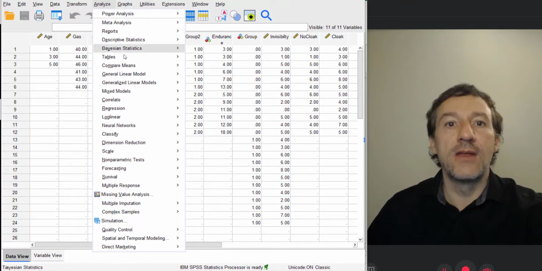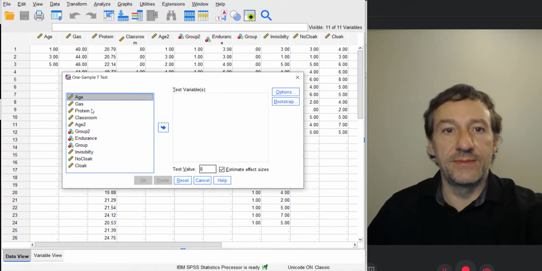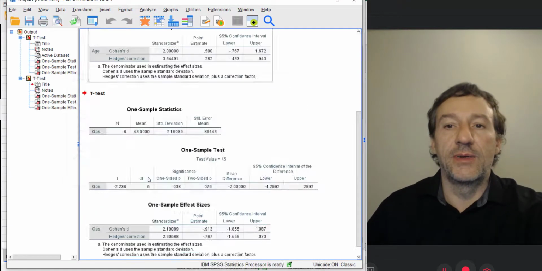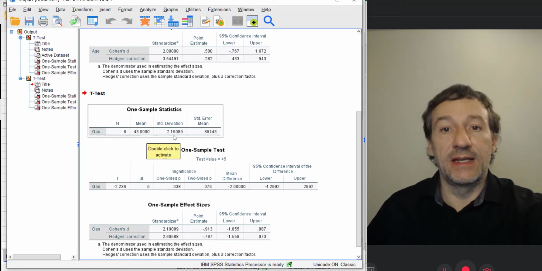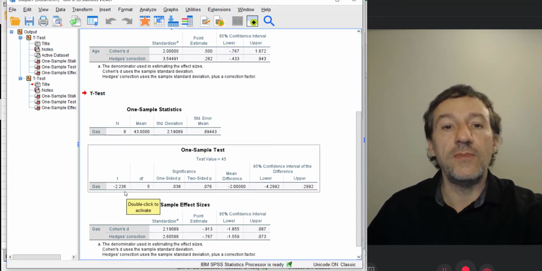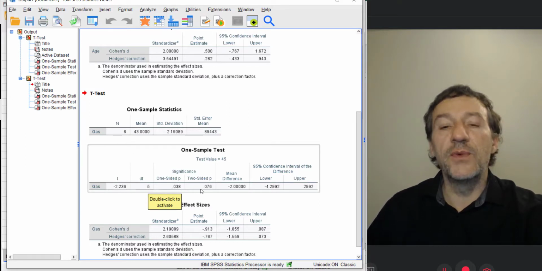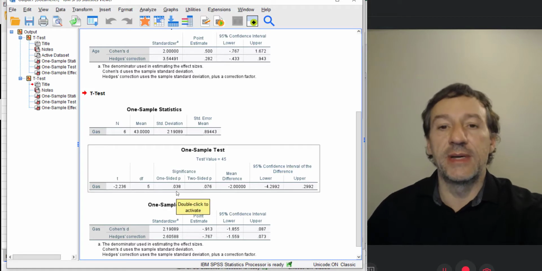So analyze, compare means, one sample t-test. Let's just click reset. We're going to move gas over, and then we're going to set that test value at 45. Click OK. N of 6, the mean was 43. Is that going to be significant? We'll see. Standard deviation, the SEM. We have a negative 2.2 t statistic. Our degrees of freedom, again, n-1 for this one. If we went two-sided, it's not going to be significant, 0.076. If it had been a one-tail, which in this case it probably should have been, it would have been significant at the 0.05 level.